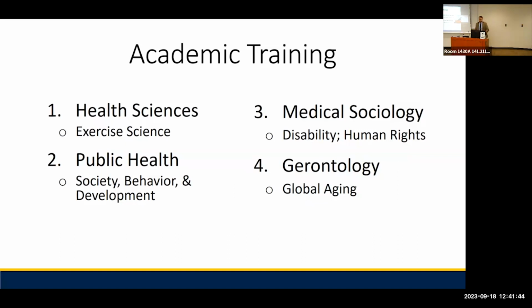But I also have a public health background, focusing largely on international development, and then earned a medical sociology PhD at the University of Alabama at Birmingham, where I focused on disability and human rights in particular. And this is actually my second postdoc. I was at USC School of Gerontology. And so I'm hoping to extend what I did there here with Philippa Clark as my mentor, doing cross-national disability research for the most part.